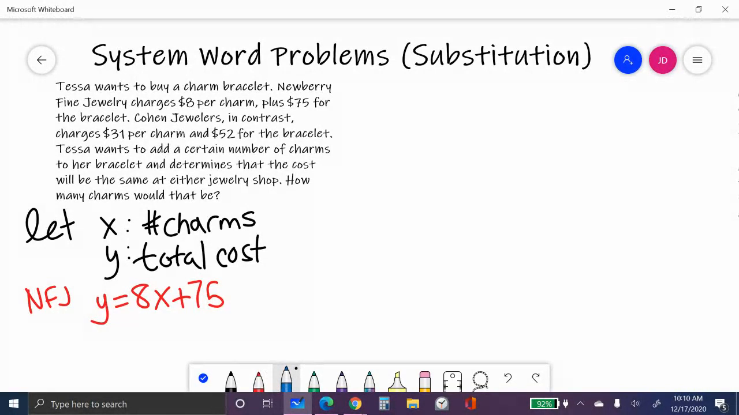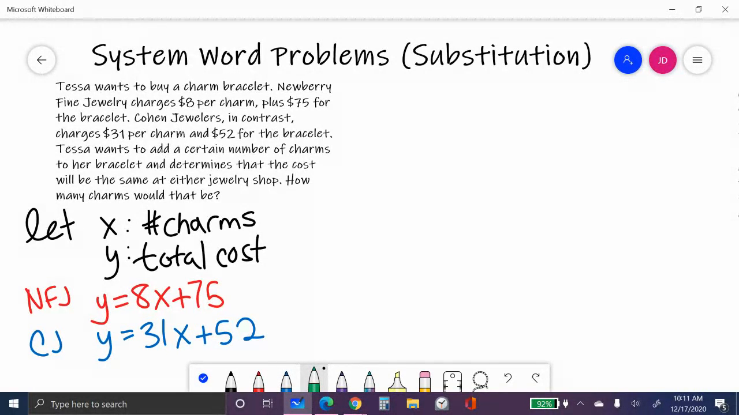My Cohen Jewelers equation is going to be $31 per charm and $52 for the bracelet. So the total cost is going to be $31 per charm plus $52 for the bracelet. We have two equations with two different variables, and we're going to use substitution. Remember, substitution is when you find which one is isolated. In this case, both of these are isolated. So I'm going to take the bottom one and take this whole expression and substitute it into the isolated variable of the other equation.